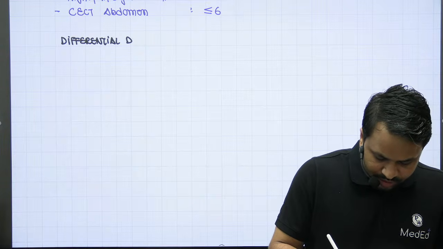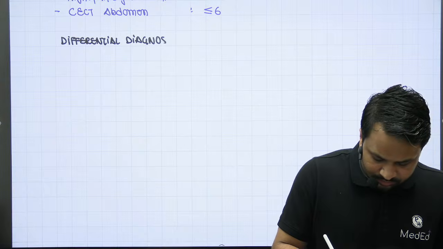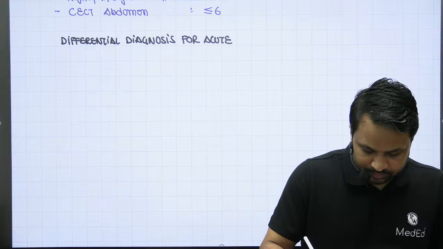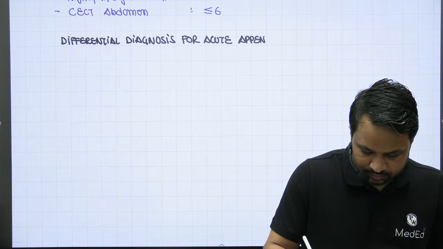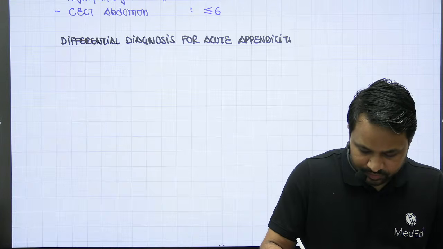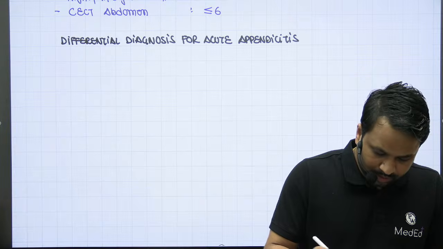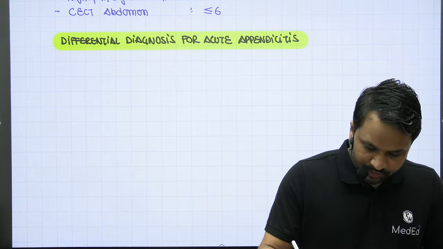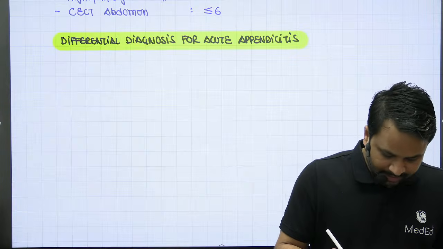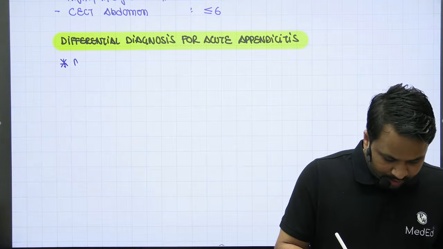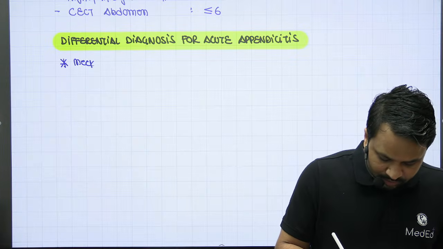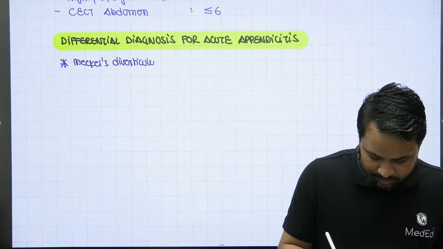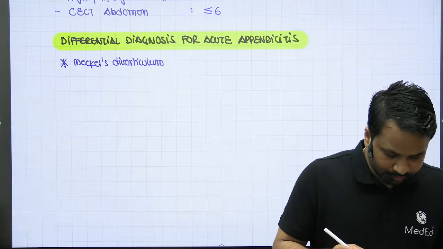So differential diagnosis for acute appendicitis. The differential diagnosis for acute appendicitis, especially in children, is going to be Meckel's diverticulum.